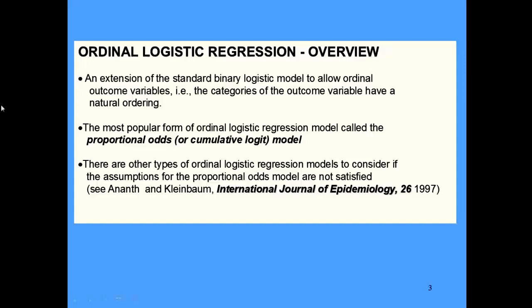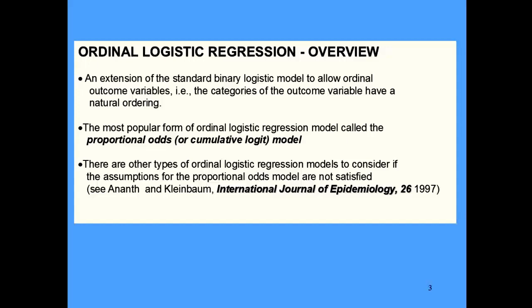Now, ordinal logistic regression is an extension of standard binary logistic model to allow ordinal outcome variables. The categories of the outcome variable have a natural ordering. Now, those three categories we had in the polytomous, hypertension, diabetes, other, didn't have a natural ordering. You couldn't necessarily say one was worse than the other, or higher, or more severe. They were different, okay? So you have to have an ordering in order to do this. And the advantage of doing ordinal logistic regression when you have an ordering is that somehow in the analysis, you're making use of the ordering to get a little bit more of an efficient analysis of what's going on.